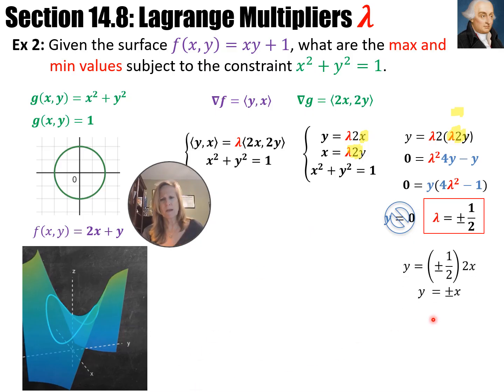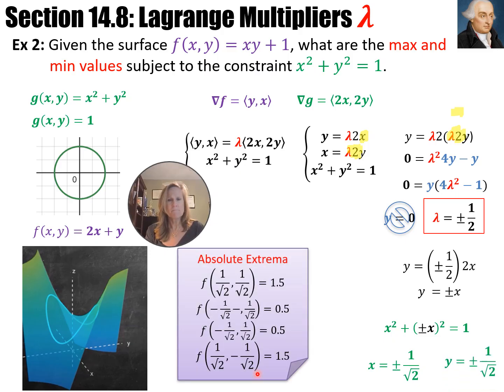Right, y is equal to plus or minus lambda times 2x, therefore y is equal to plus or minus x. So I now go to my constraint. What about when y is plus or minus x? What is x? And I got plus or minus 1 over root 2. Not done. I have a bunch of candidates. Plug them in.